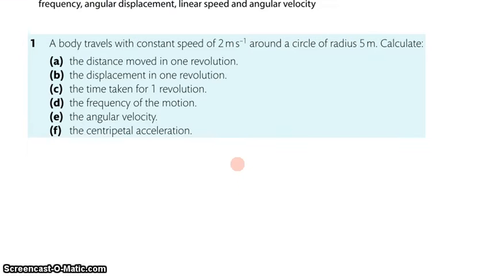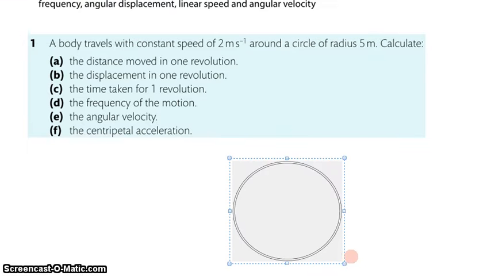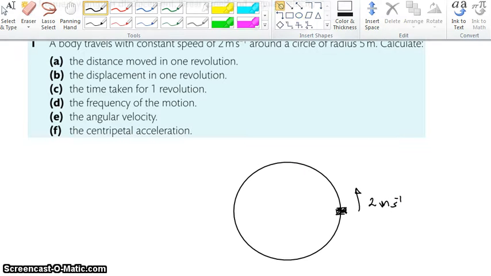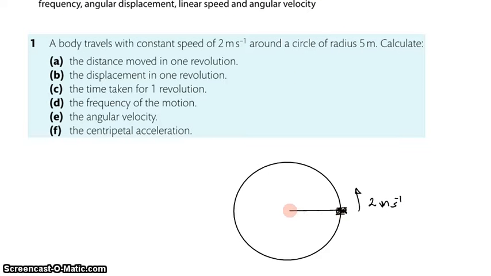So just to help us visualize what's happening here, we have a circular path with some sort of body, whatever it is. We'll make it a little brick. And it's traveling along that path at a speed of 2 meters per second. The path itself has a radius of 5 meters, and we're asked to calculate things such as the distance moved in one revolution.